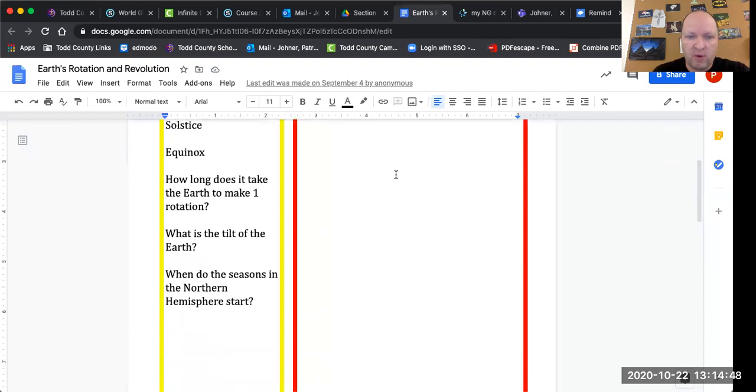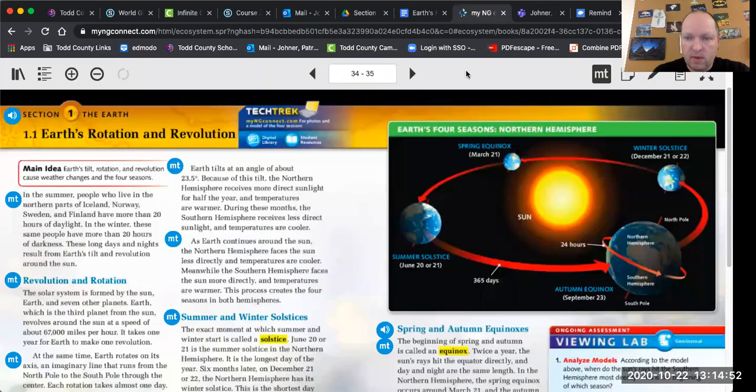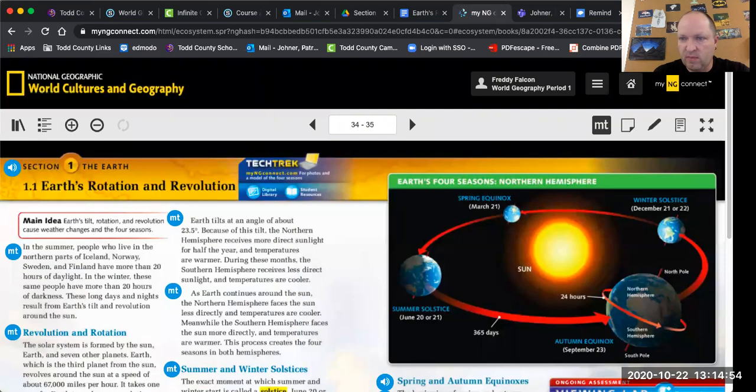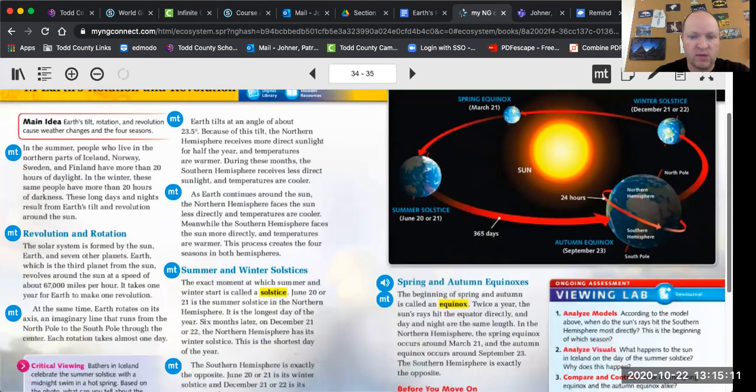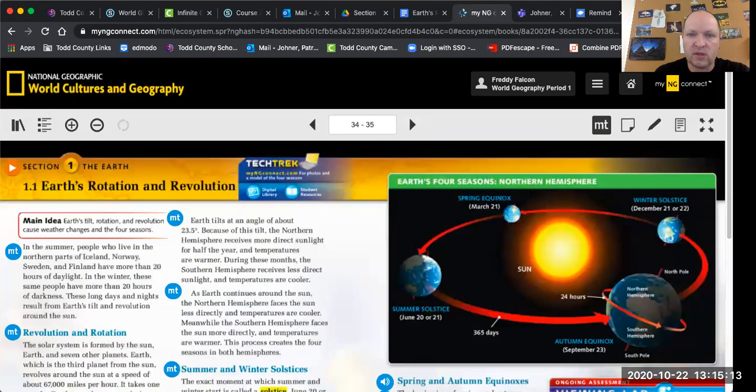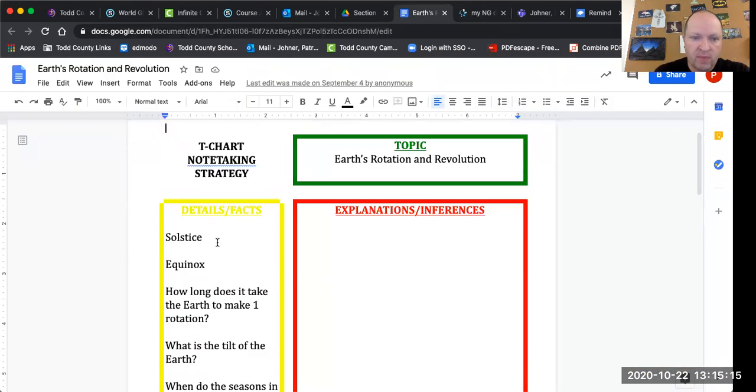Remember, we put our answers in the red box. Remember, you can set this up so you have the modified text on or off. You can set it up single or double page. I always go double page. Remember, you can click and it'll read it to you. So keep that all in mind, but this is important. Rotation and revolution, okay? So let's look at what we got.